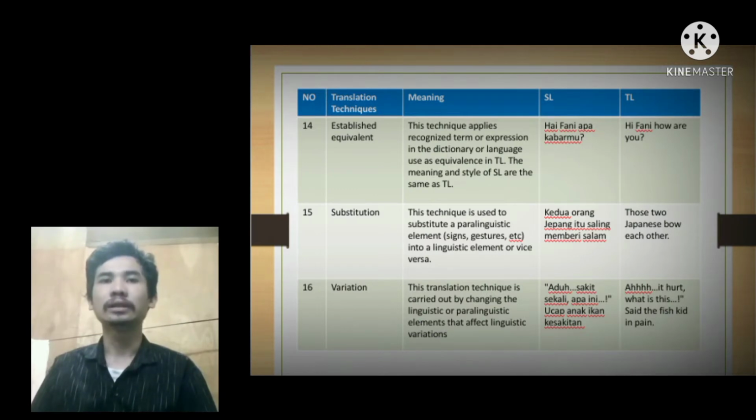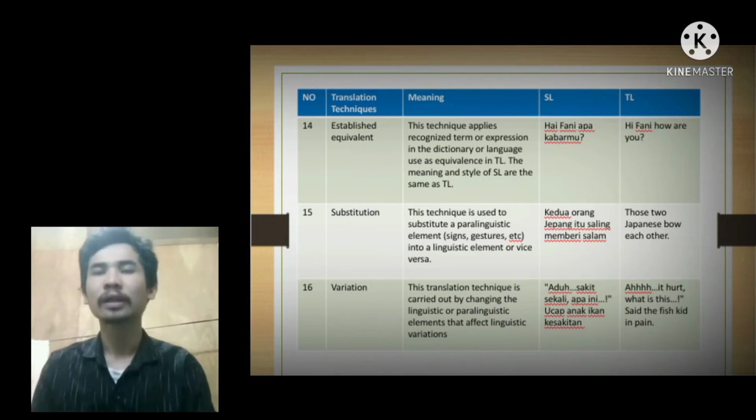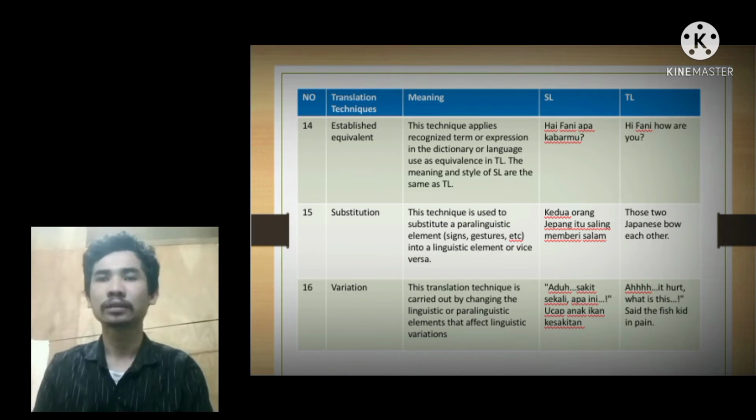And the next is established equivalent. This technique applies a recognized term or expression in the dictionary or language used as equivalent in the target language. The meaning and the style of the source language are the same as the target language. Example of this technique: the source language is "Hey Fanny, apa kabarmu?", and the target language is "Hi Fanny, how are you?"